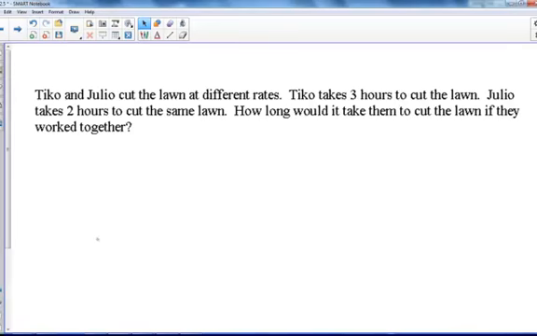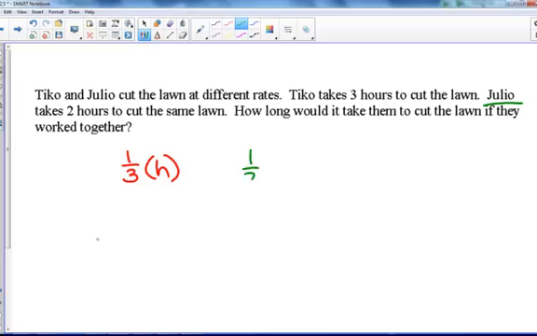Okay, Tico and Julio cut the lawn at different rates. Tico takes 3 hours to cut the lawn. So his rate is, he gets 1/3 of it done per hour. That means it takes him 3 hours to cut the lawn. And Julio takes 2 hours to cut the lawn. So he gets half of the job done every hour. If they work together, how long will it take them to cut one lawn?